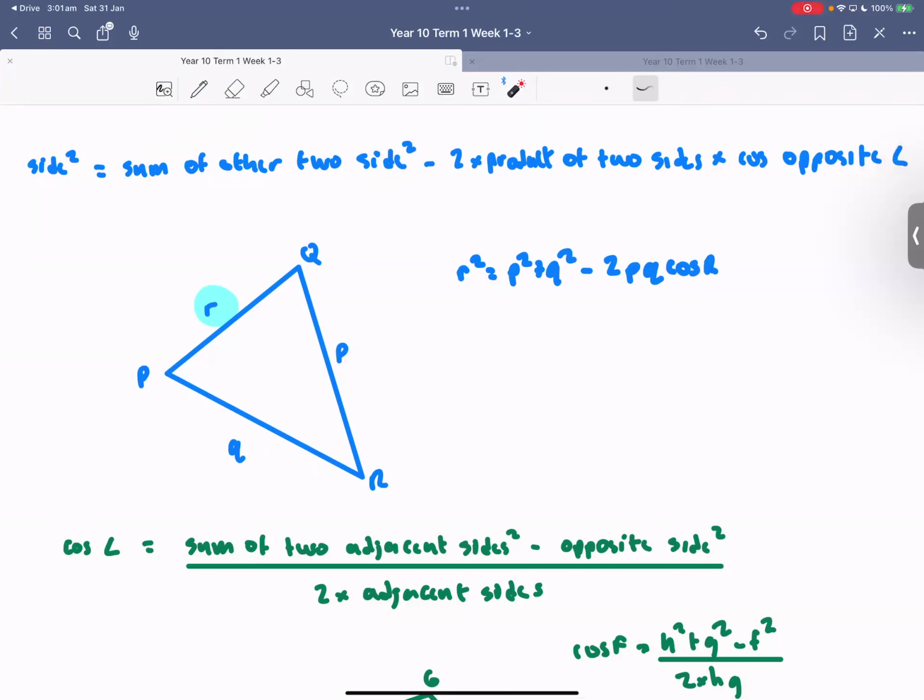All right, wasn't that much easier? R squared is P squared plus Q squared, because I said sum of the other two sides squared. Minus 2 times the product of the two sides times cos of the opposite angle. You really can't mess it up.